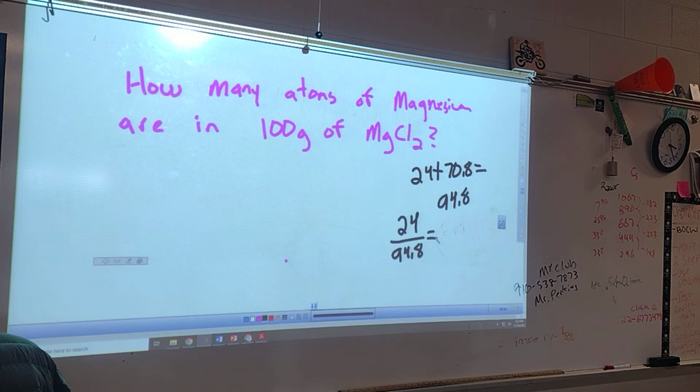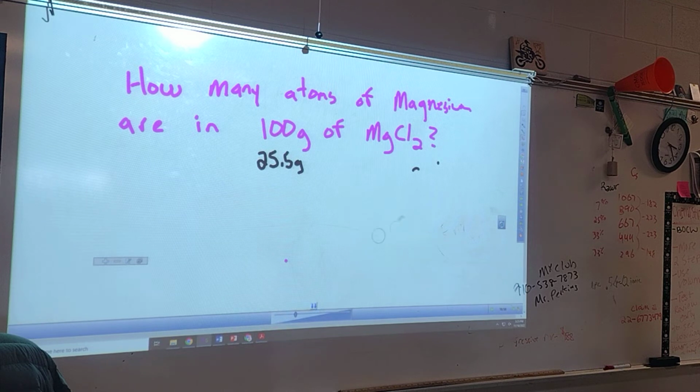So it's about 25.5%. If it's 25.5% magnesium and you have 100 grams, well, that makes it easy, doesn't it? If you have 100 grams of magnesium chloride, you really have 25.5 grams of magnesium. And now you can just pretend that it's a new problem. That new problem is, how many atoms are in 25.5 grams of magnesium? That's your new problem, which you could solve all day long.